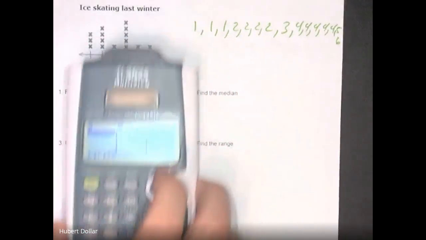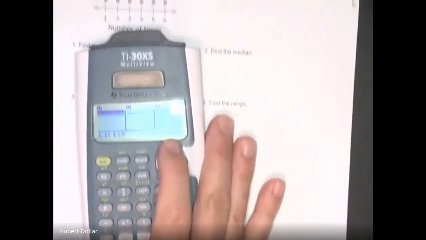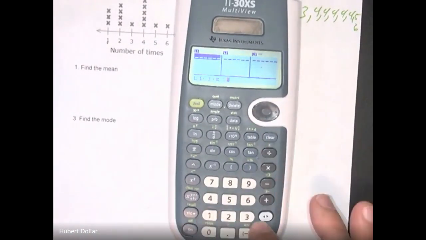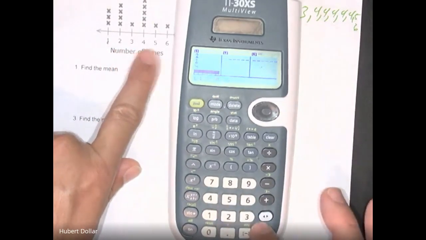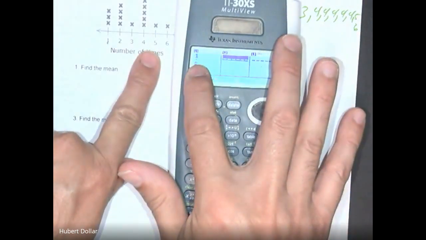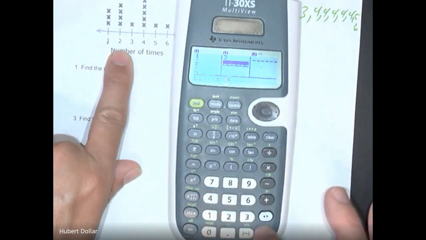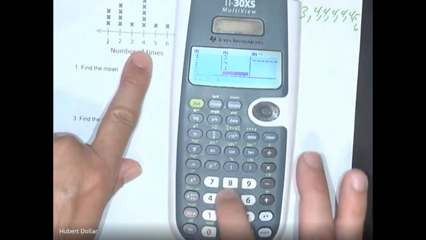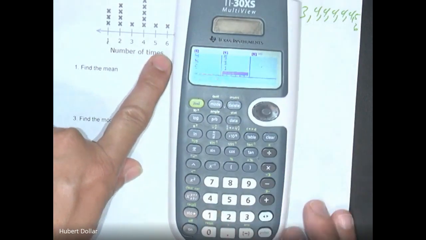Okay, now what we're going to do is enter the number 1, then the number 2, 3, 4, 5, and 6. Come over to the second list. Since 1 happens 3 times, we put a 3. Because 2 happens 4 times, we put a 4. Because 3 happens 1 time, we put a 1. Because 4 happens 5 times, we put a 5. Because 5 happens 1 time, we put a 1. And because 6 happens 1 time, we put a 1.